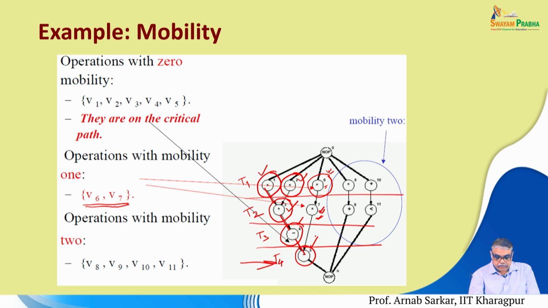Operations with mobility 2: node 8 can be scheduled in time step 1 or time step 2 or time step 3. If you decide to schedule node 8 at time step 3, you must schedule node 9 in time step 4. However, if you decide to schedule node 8 at time step 2, then you can schedule node 9 either in time step 3 or time step 4. So both 8 and 9 have maximum mobility or degree of freedom of 3. Similarly, node 10 and node 11 have degrees of freedom of 3.